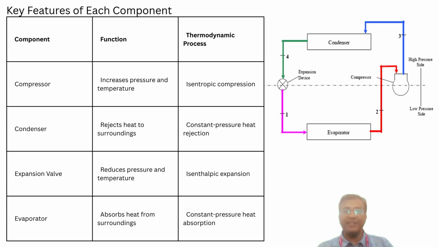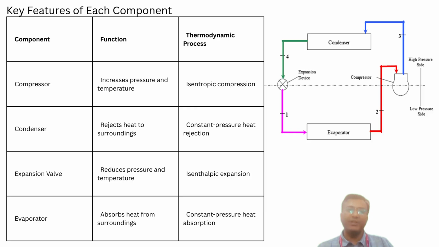Now, the condenser rejects heat to the surroundings, like the air outside your refrigerator, cooling the refrigerant at constant pressure. The superheated vapor condenses into a high pressure liquid, releasing latent heat. It's like a radiator dissipating heat from a car engine.